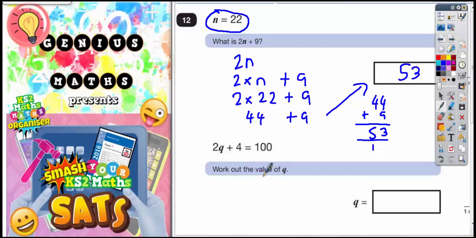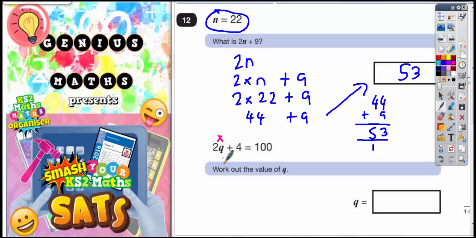So, mystery letter is Q, but this letter stands for a mystery number, okay, and we don't know what the Q is worth. But remember, there's an invisible times sign here, so what this means is 2 lots of Q plus 4 equals 100.